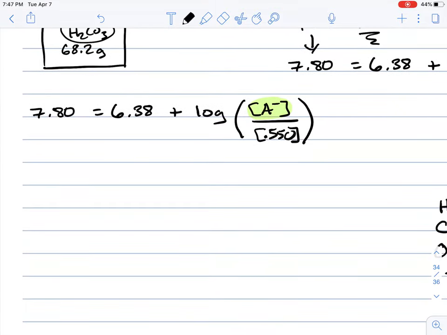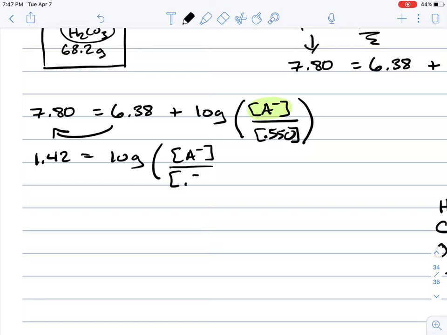All right. So what I'm going to do is just solve for A minus. So I'm going to move 6.38 to the other side. And to do so, I'm just going to subtract. So 7.80 minus 6.38. And then that's going to give me a value of 1.42. And that's going to equal the log of the concentration of the conjugate base over the concentration of the carbonic acid. And the identity of the conjugate base of carbonic acid is bicarbonate, by the way. I'm representing the bicarbonate as A minus, but if you want to write in bicarbonate, which is HCO3 minus, that's going to be the conjugate base of carbonic acid.